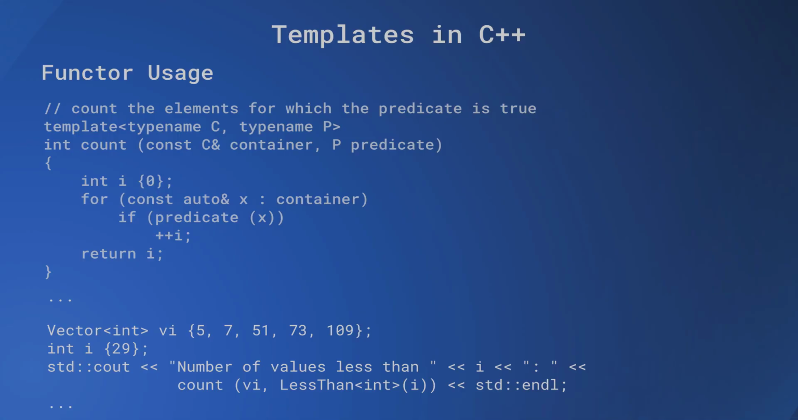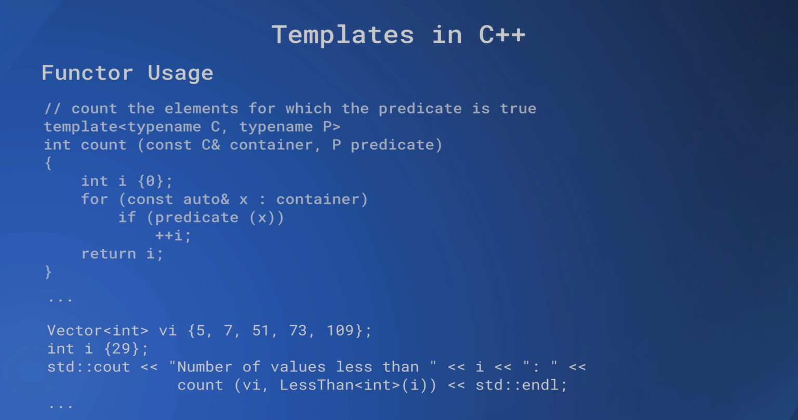In the preceding example, we have used a functor as an argument to function count. It plays an important role in the way count works. We have used the functor template LessThan. We could have used a different functor like greater than, equal to, etc. and got the count function to work differently and give a different output.